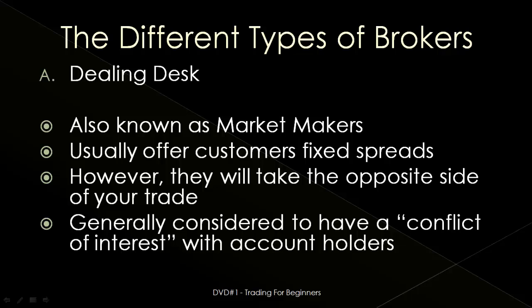The first type of broker that we're going to take a look at is the dealing desk broker. These are also known as market makers, and you'll see why in a minute. They usually also offer their customers fixed spreads. However, they will take the opposite side of your trade. This means that when you lose a trade, your broker profits. As a result, these types of brokers are generally considered to have a conflict of interest with their account holders.